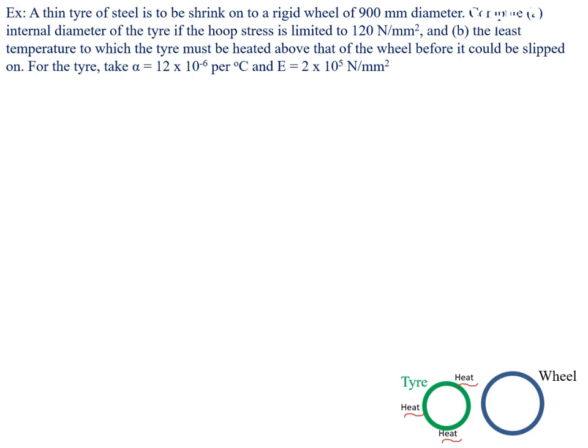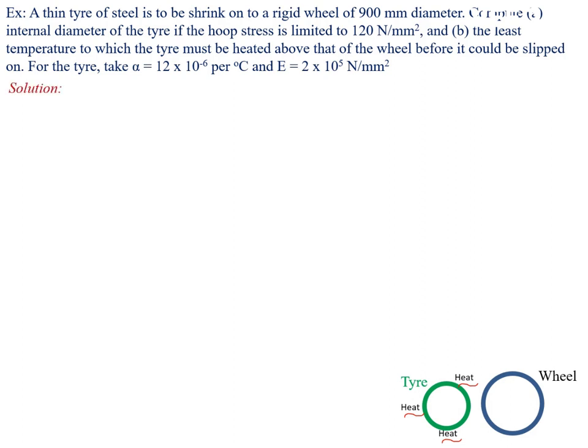And for the tire, take the coefficient of thermal expansion, alpha, equal to 12 into 10 to the power of minus 6 per degree centigrade, and Young's modulus equal to 2 into 10 to the power of 5 Newton per mm square. So let's see the solution.